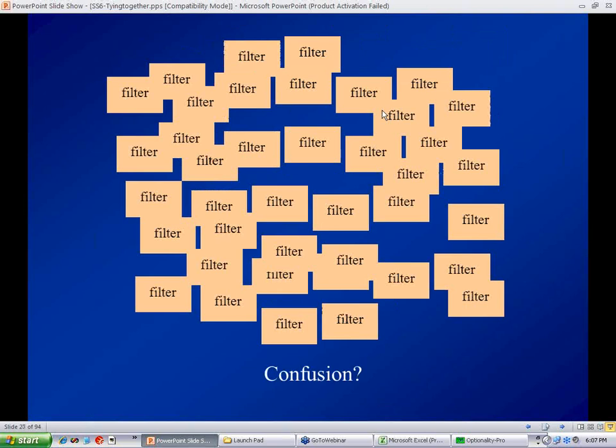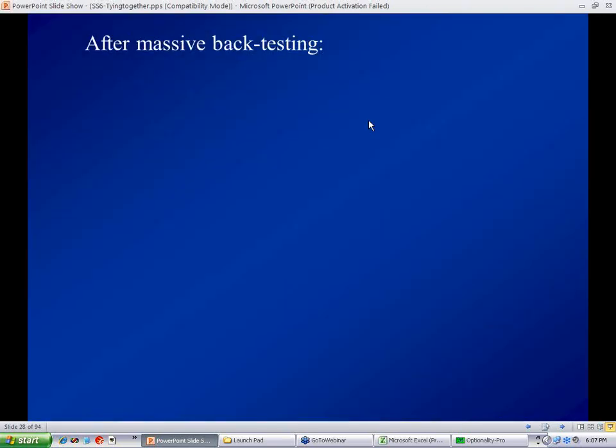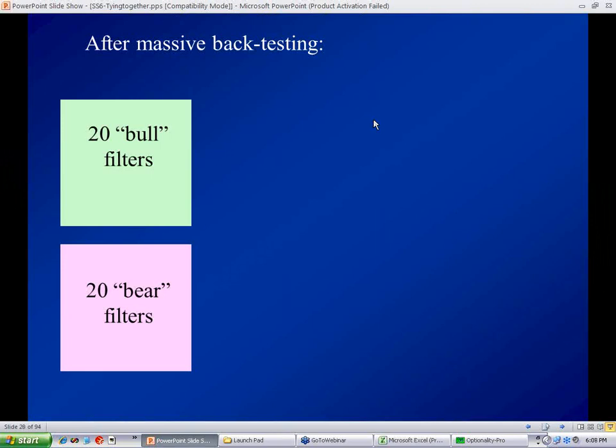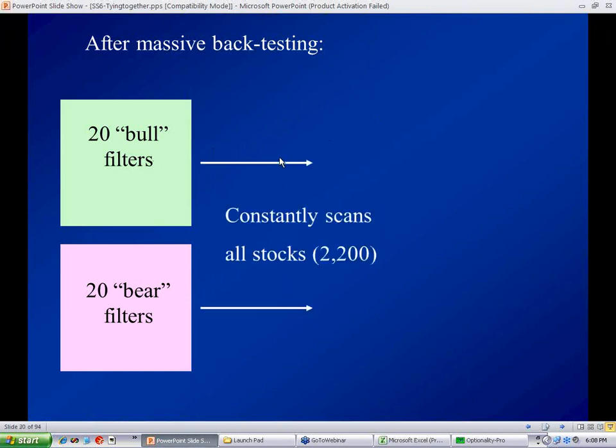It's confusing to new people, and even to older people that have been around for a while. You know, they get confused. There's all these filters all over the place. Now we've taken a lot of that confusion and suffering away, because after massive backtesting, I mean massive, we narrowed it down to the filters that work best: 20 what I call bull filters looking for longs, and 20 bear filters looking for shorts.